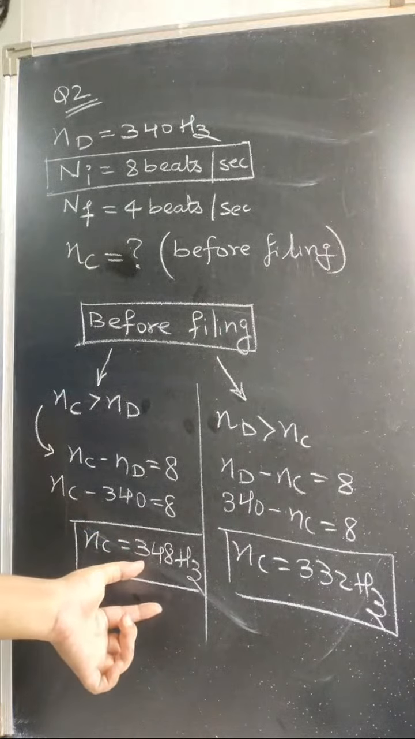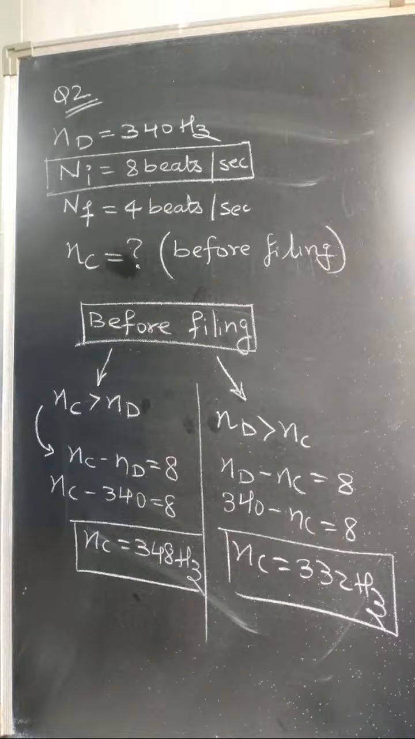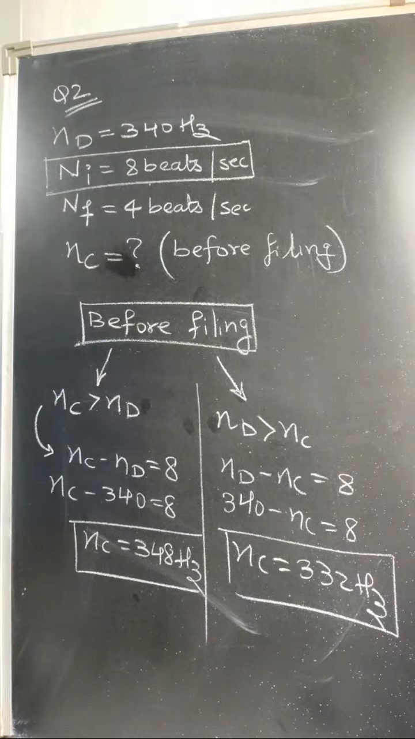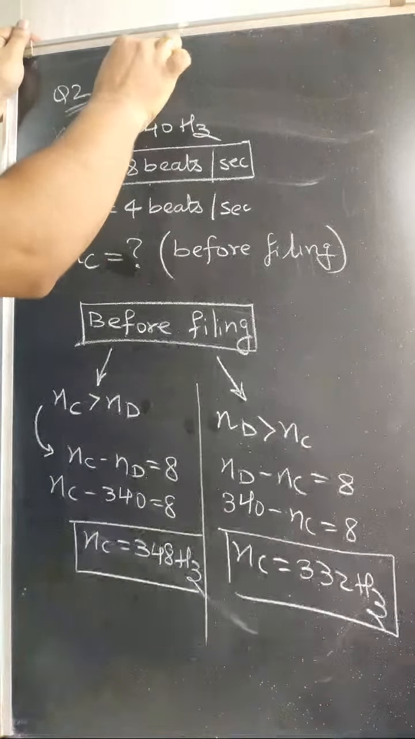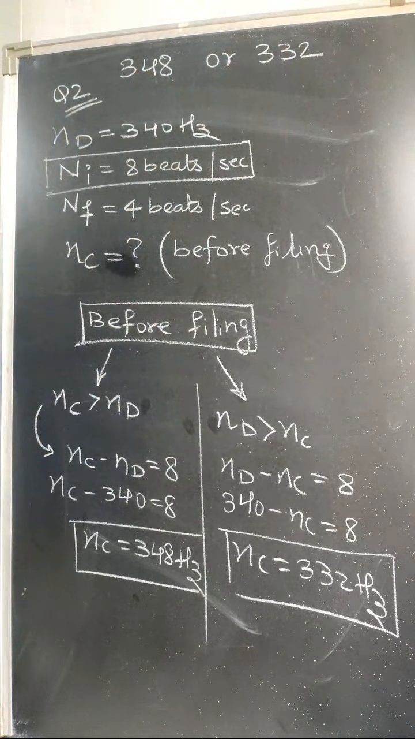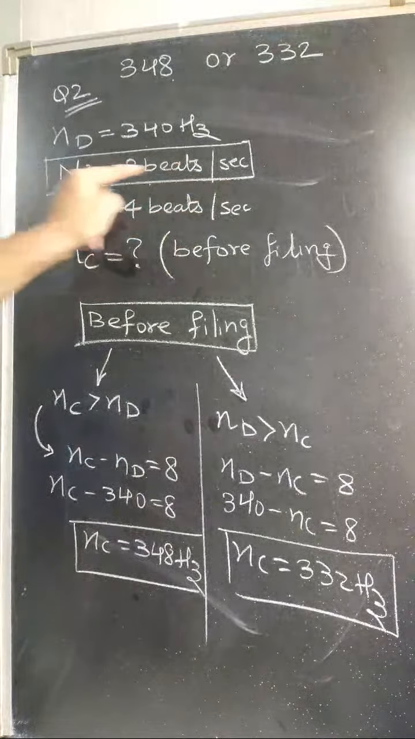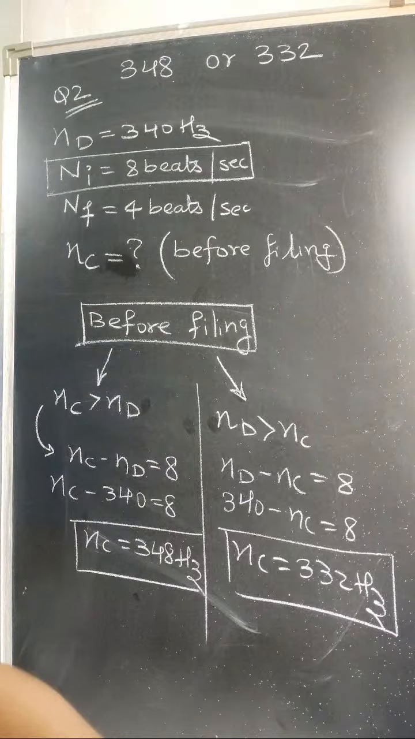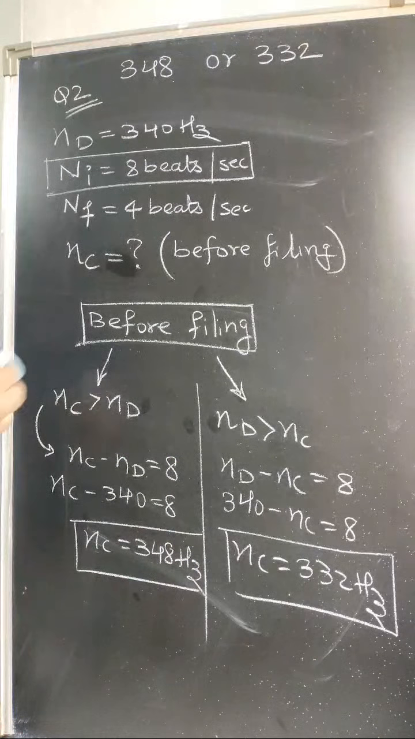So either 348 is the correct answer before filing, or 332 is the correct answer. Either of it. 348 or 332. Okay, either of it is correct. Now, which one is correct, that we have to understand. And for that, we have to consider the final beats condition, that is after filing. So students, pay attention how we are solving this.